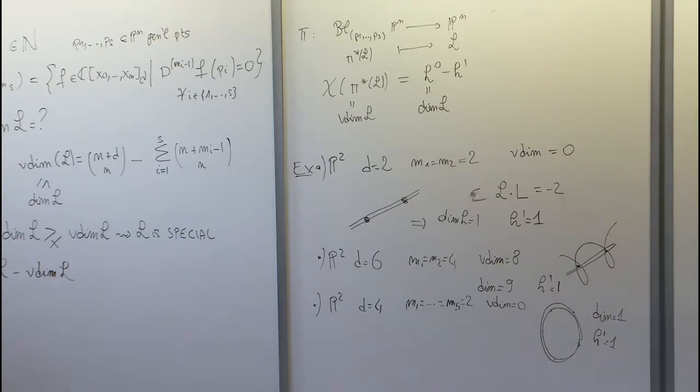Well, can I ask you something? I understand your example. In the example of D equals 6, you're saying that the sextics which have 2 points that are fat, with multiplicity 4, is actually a different variety.